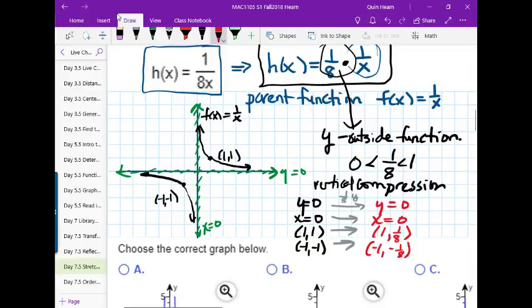All right, so the asymptotes didn't change. There's still going to be these green asymptotes. But the key points did. 1, 1/8 is the first one here. And the graph is still just going to follow along here. It's just a little squished, a little closer to the x-axis. And then -1, -1/8 also squished a little bit closer to the x-axis.